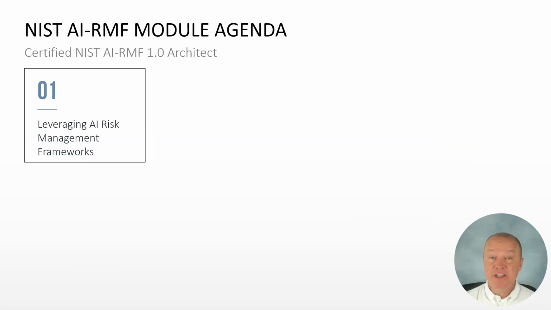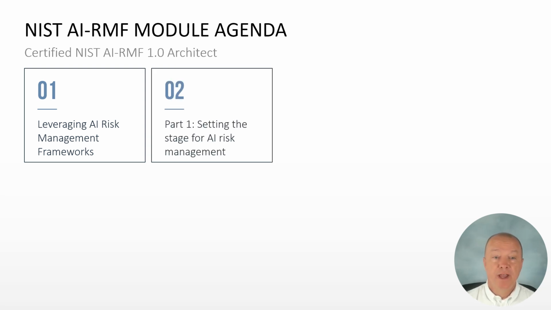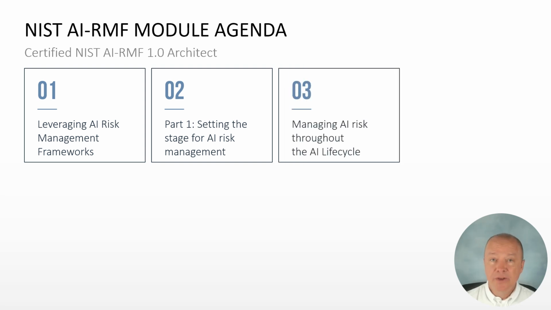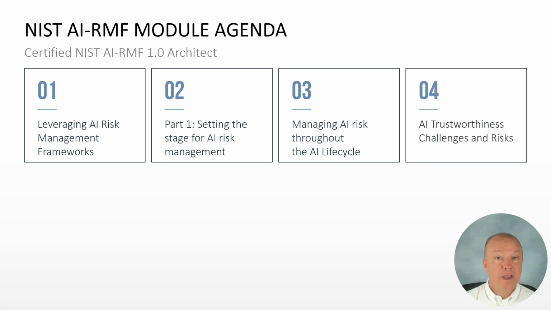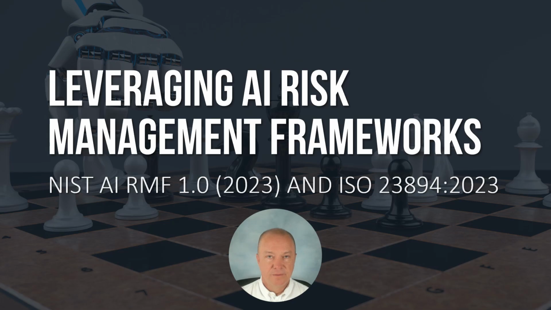So let's take a look at the agenda for this introduction. We'll begin by learning how to leverage AI risk management frameworks from NIST as well as ISO. We'll also look at setting the stage for AI risk management, managing AI risk throughout the AI lifecycle, looking at the challenges and risks for AI trustworthiness. So let's get started. We'll learn to leverage risk management frameworks such as the NIST AI Risk Management Framework 1.0, as well as the ISO standard for AI risk management 23894.